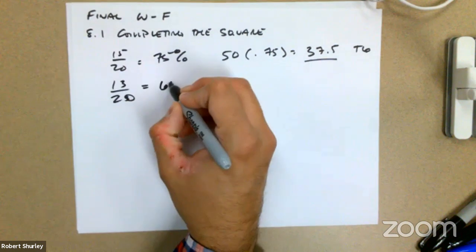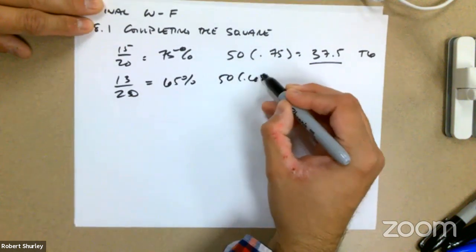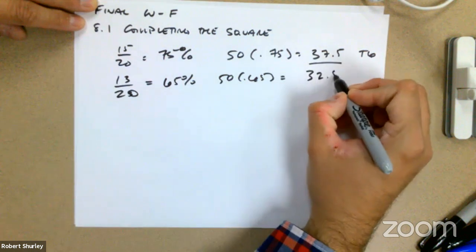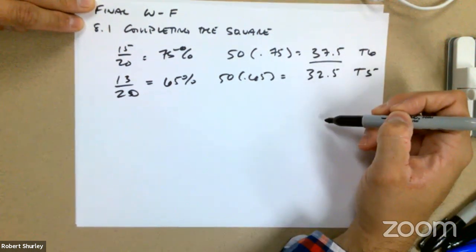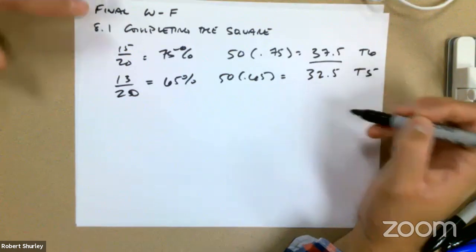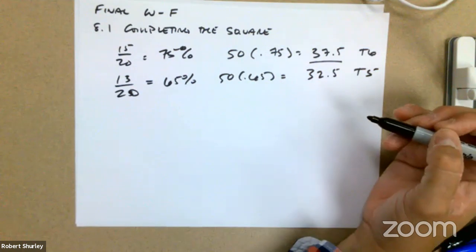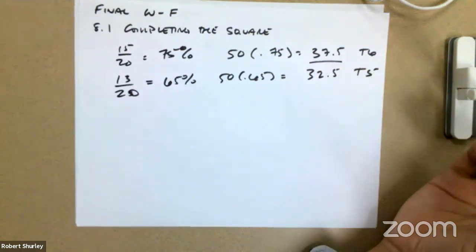So that's a 65%. But then I'd say 50 times 0.65, so that's 32.5 for test. Let's say that was test 5. And then I would just add these all up and realize each one's out of 50. In the end, I believe the final is going to be worth 100 points. So in the end, you would have 400 points total.